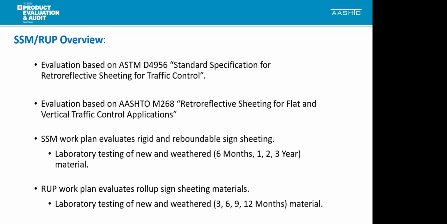As far as the work plan goes, we have a work plan for both the rigid and the roll-up signs, and you'll see here that for the rigid or SSM work plan, we evaluate rigid and reboundable sign sheeting, and we'll get into the testing in just a few minutes. But basically, we test samples when they're new, and then we weather them for 6 months, 1, 2, and 3 years, and do the testing at those intervals. For roll-up signs, similar type of evaluation. We test them new, and then they're tested at 3, 6, 9, and 12 months. So that data is available on the DataMine.